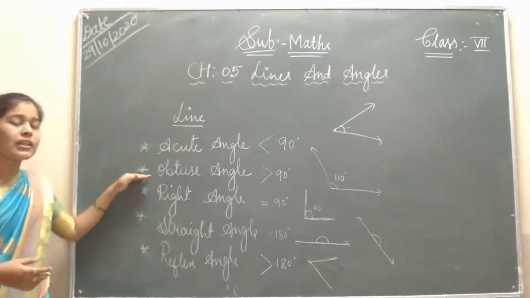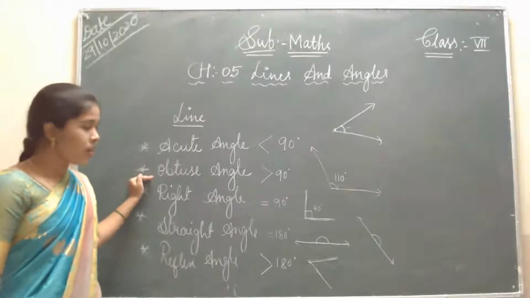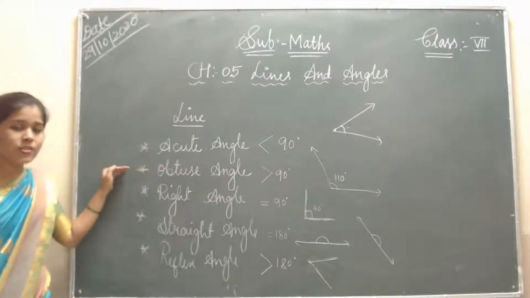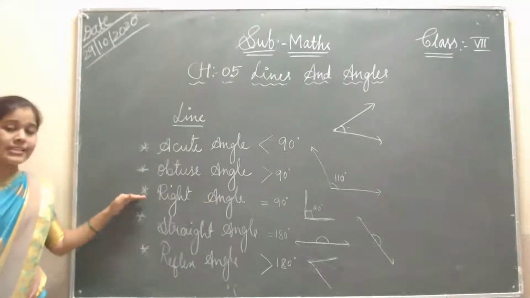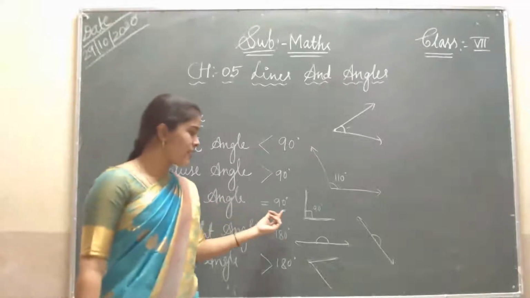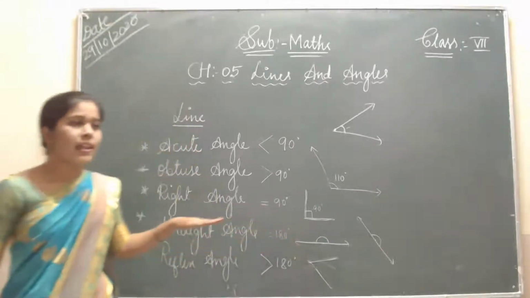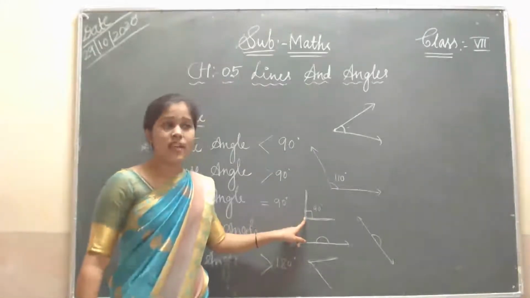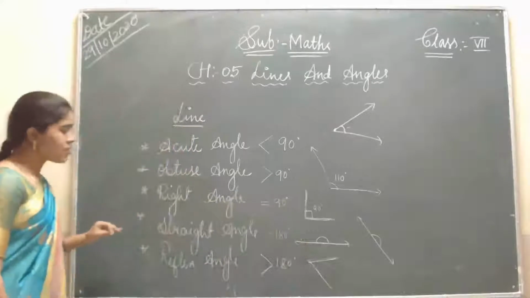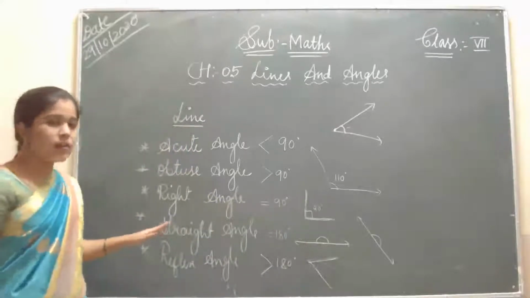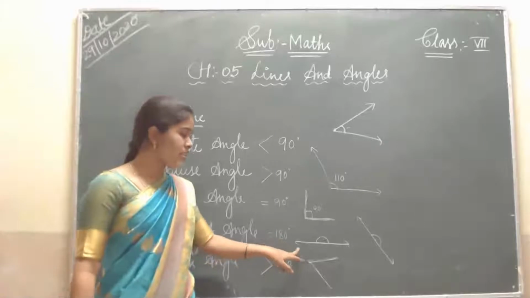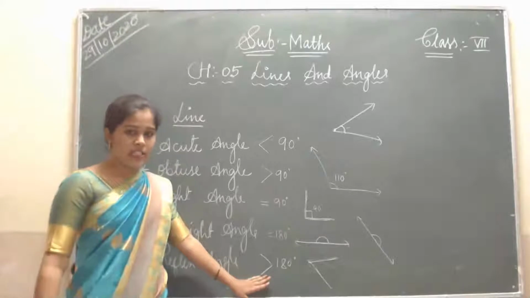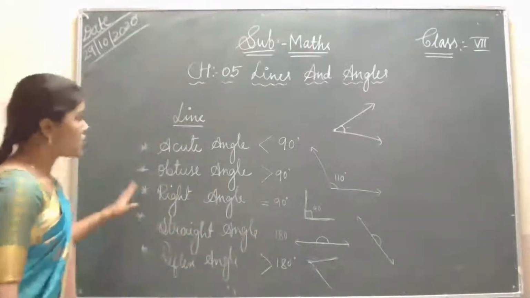Next, obtuse angle, greater than 90 degrees: 100, 110, 120, 105. These are obtuse angles. A right angle is exactly 90 degrees; when one line is perpendicular to another line, this forms a right angle. Next, straight angle, 180 degrees. Next, reflex angle, greater than 180 degrees. Hope you understood all this.